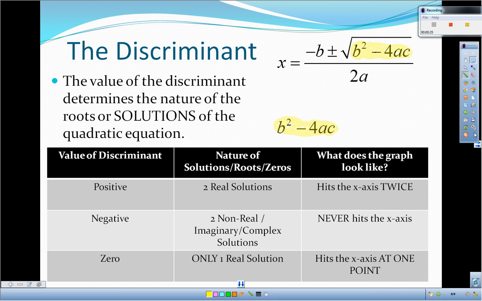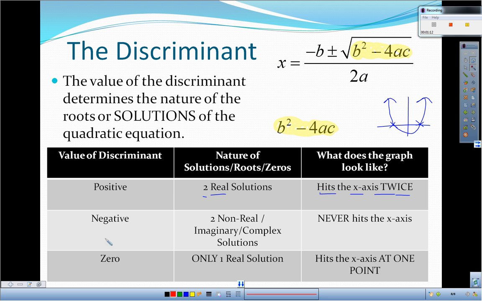So for example, if you get a value that is positive for the discriminant, then that means that you are going to have two real solutions. What does that look like on the graph? That means the graph is going to hit the x-axis twice. So in other words, if my discriminant is positive, that means that my graph is going to hit the x-axis in two very distinct places, and that means I have two real solutions.